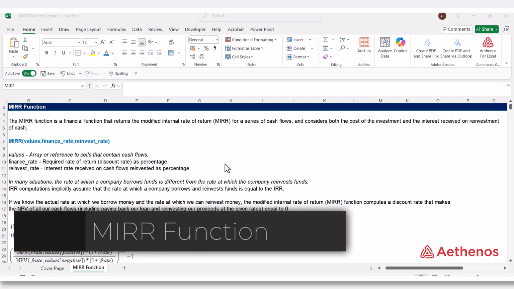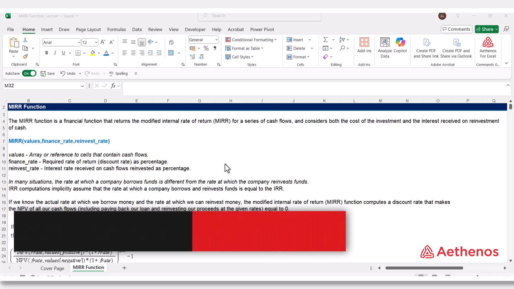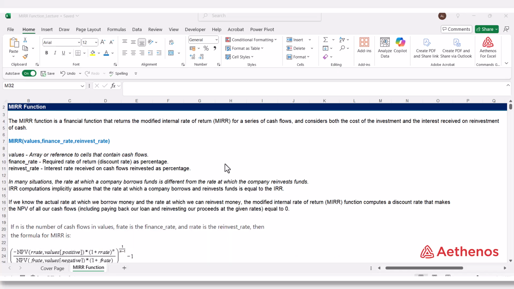Hi. In this video, we will learn about the MIRR function in Excel. The MIRR function in Excel calculates the modified internal rate of return. So this is different from the internal rate of return.